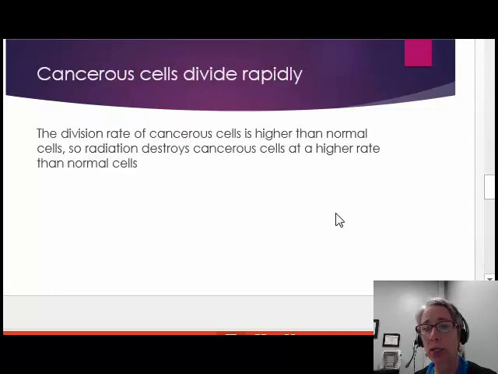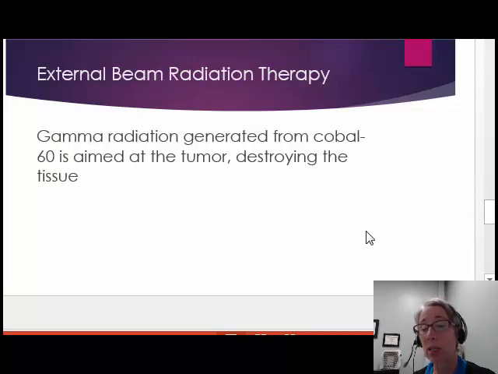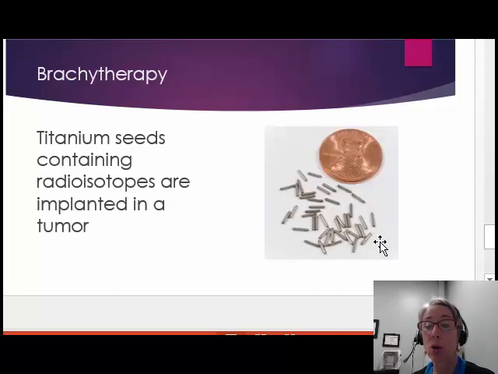Cancerous cells divide more quickly than normal cells, so radiation destroys cancerous cells at a higher rate than normal cells. Radioisotopes do not need to be in the body to destroy cells. External beam radiation therapy is radiation that is aimed at a tumor. For example, the gamma emitter cobalt-60 is often used for this purpose. On the other hand, brachytherapy is the placement of titanium seeds that contain radioisotopes directly into the tumor to destroy the cancerous cells.